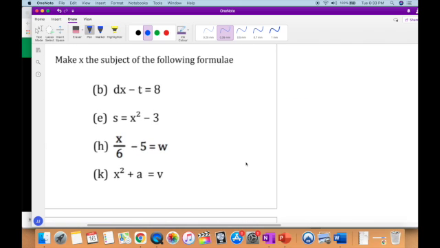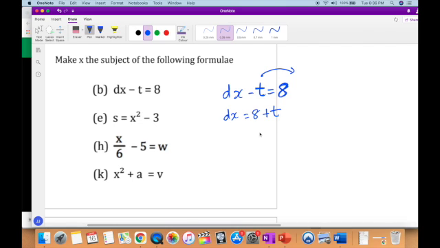Algebra here now. Very cool. Make X the subject of the formula. So we're reaching some algebra here, but we just want to end up with X alone on this side. So we need to get rid of everything else. We don't want to add anything else, right? So what she said first is to take this negative t. We want to start far away from the X and work our way closer and closer. So we take the negative t and we fling it across. So now dx is equal to 8 plus t.